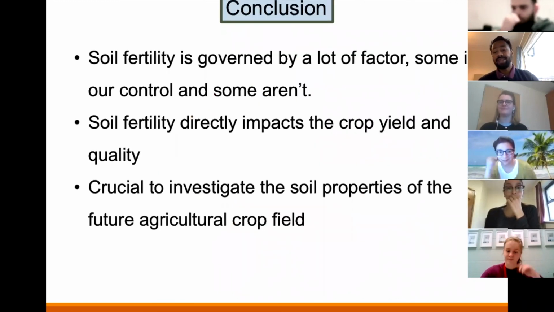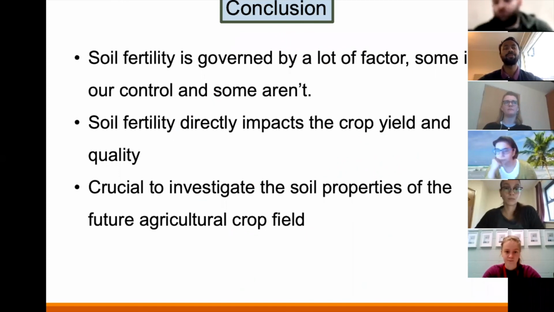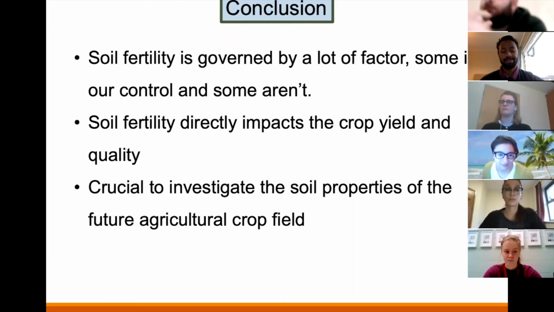So the conclusion would be, soil fertility is governed by a lot of factors. Some you can control, some you can't. But soil fertility also directly impacts your crop yield and quality. The takeaway message you should focus on is that if you're able to determine and classify your soil, then you can modify it to your benefit. So it's crucial to investigate the soil properties of the land that you're trying to work on. With that being said, thank you.